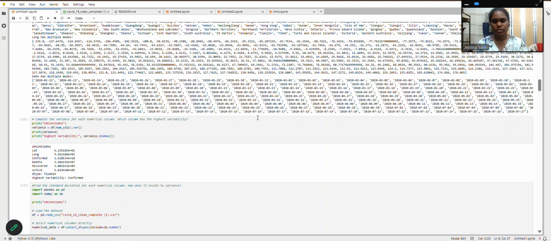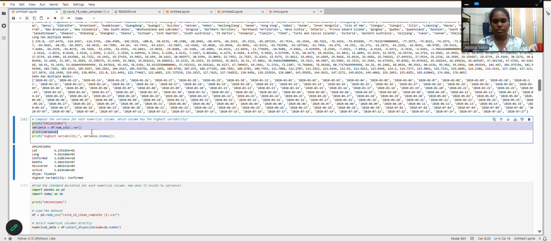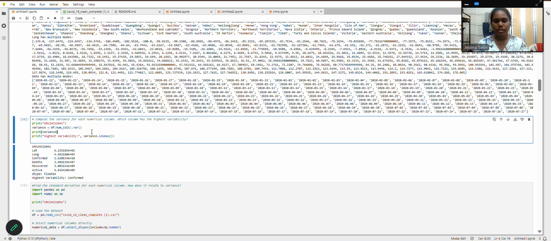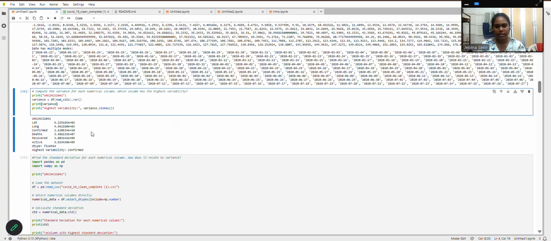In the fourth question, we calculate the variance of each numerical column. Variance measures how much the values differ or spread out from their mean. A small variance means that most values are close to the average, while a large variance means that the values are widely spread. We also identify the column with the highest variance. That column has the greatest variability among the numerical variables. Therefore, variance helps us understand the amount of variation present in the COVID-19 dataset.